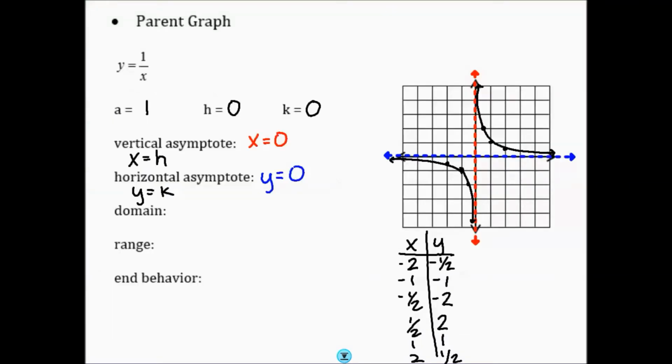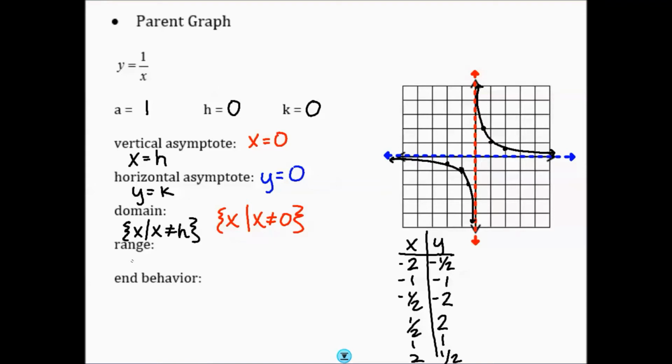So our domain is the set of all x values, and this is going to be the same kind of method that we used when we were doing rational expressions and solving rational equations. You want to see what makes the denominator 0. Well, that's the same thing that we did when we were finding the vertical asymptote. So since our vertical asymptote was x equals h, our domain is always going to be the set of x's such that x does not equal h. So in this case, it's the set of all x's such that x does not equal 0.